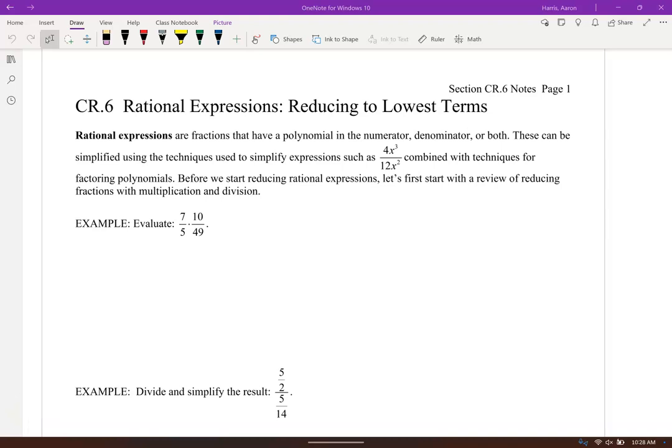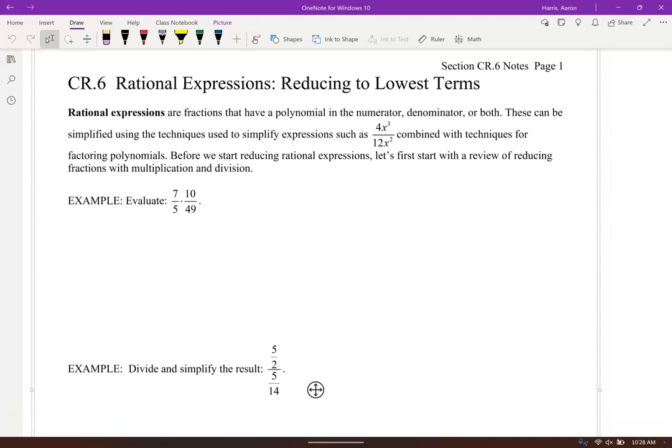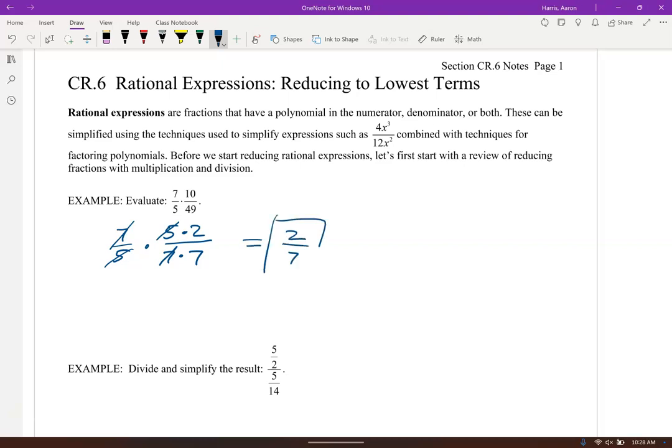Then we'll take a look here at rational expressions and just reducing to lowest terms before we get into dividing polynomials. So I like to write these as a product of primes. Like 7 is already a prime number, 5 is already a prime number, but we can break up our 10 into 5 and 2, right? And we can break up our 49 into 7 and 7. And then we can start canceling stuff. 7 over 7 cancels. 5 over 5 cancels. And so this just simplifies to 2 sevenths, right?